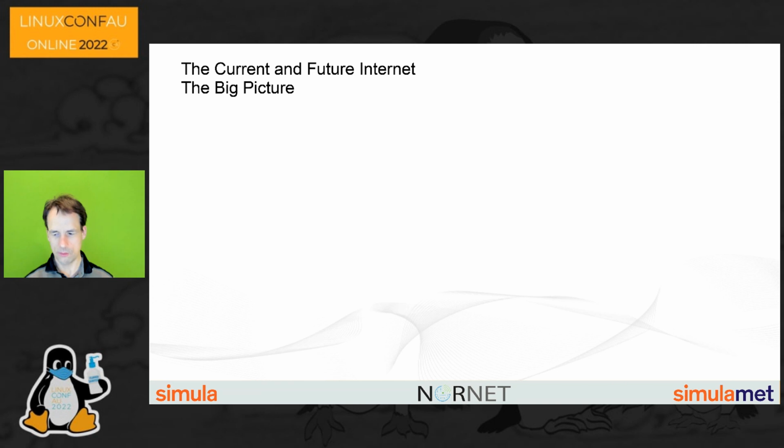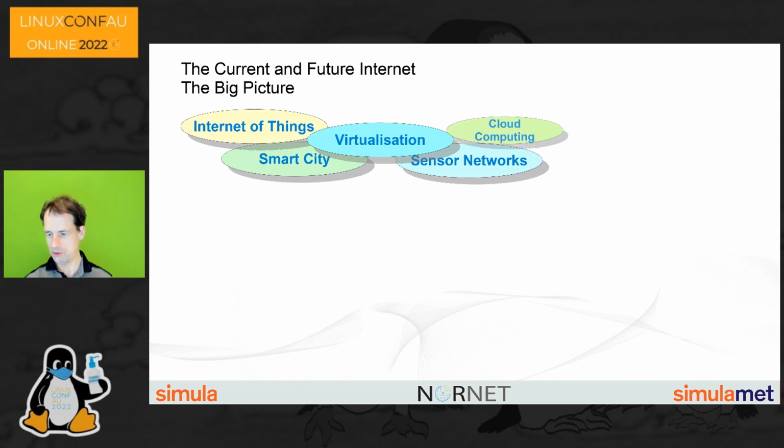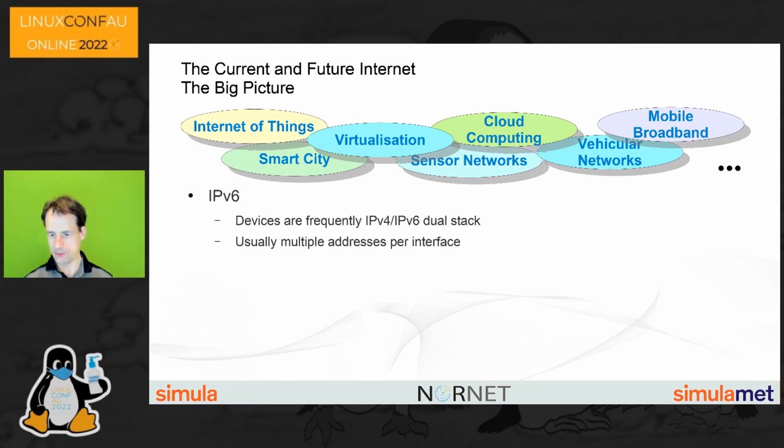But nowadays, of course, we have a bit more than such simple client-server applications. We have Internet of Things, virtualization, sensor networks, cloud computing, vehicular networks, and many other things. And these have, of course, more strict requirements on the communication. Particularly, nowadays, we not only have the IPv4 protocol, we have IPv6. And with IPv6, usually we have multiple addresses per interface and even multiple interfaces. And usually today, of course, we have IPv4, IPv6 dual stack devices. So many computers today have both an IPv4 address and an IPv6 address.